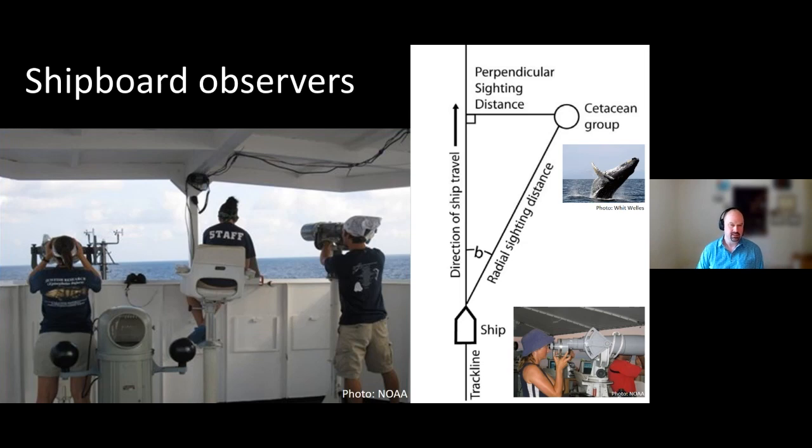So this is done using several common techniques. If we have shipboard observers, often they're using binoculars. In the United States and Europe, many surveys are conducted without the use of binoculars like this. In either case, what they're doing is measuring the radial sighting distance to the sighted group of cetaceans in this case, and measuring the angle to them so that the perpendicular sighting distance can be calculated. That's the distance here that shows how far the group was from the transect, or in this case, the direction that the ship was traveling. And that's the important parameter that we're then going to use for building our models.